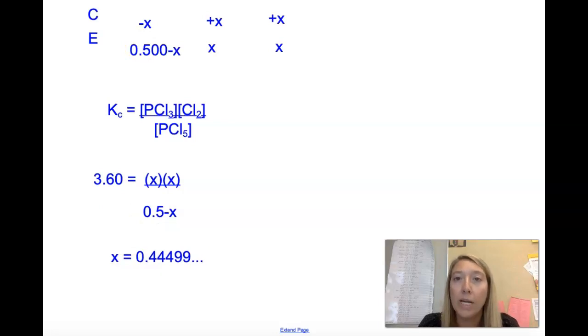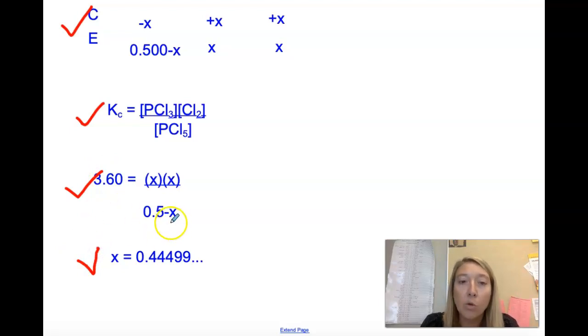However, when it comes to marks, there's a mark for your ICE table. There's always a mark for that. There's a mark for your Kc expression. There's a mark for numbers being plugged into your Kc expression. And then there's a mark for x, and obviously the last mark comes from having that final answer. But you'll notice there's no mark for all the work that comes between here and here. So if you want to write it, you can write it, but really the important thing is, can you actually get what x is out of something like this, okay?